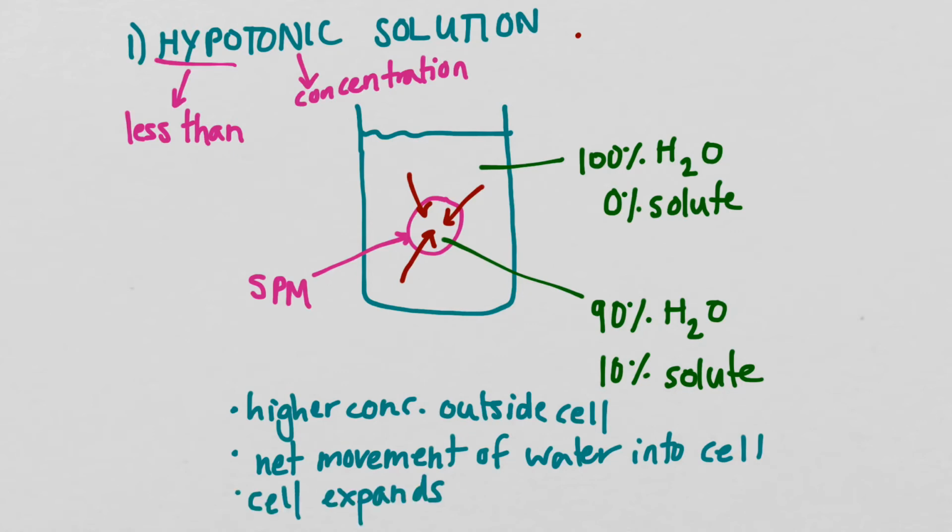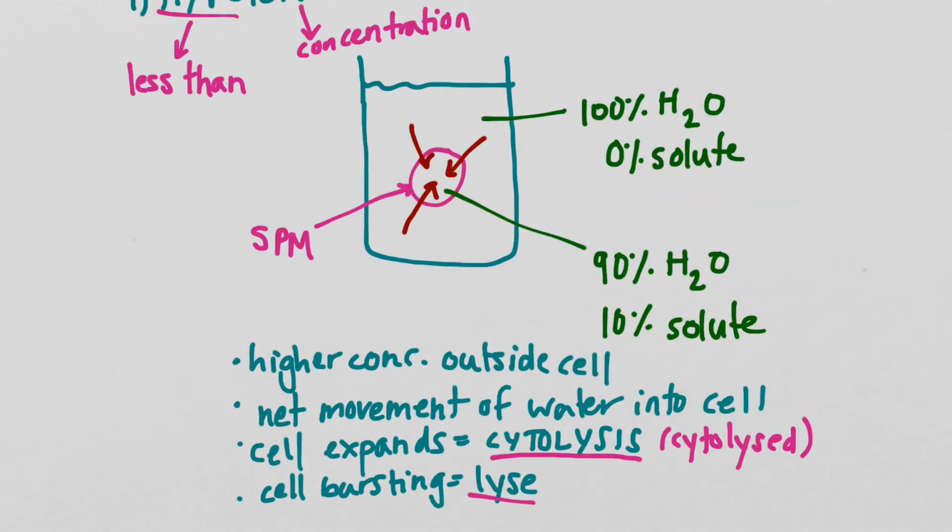When a cell gets bigger due to water flowing in through osmosis, we say that the cell is going through something called cytolysis. Or we say that the cell has cytolyzed. And just like a balloon, if we blow it up too much, it can burst. And when a cell actually bursts, we call that lysing. Or we say that a cell lyses, or it's undergoing lysing. And that happens when there's too much osmotic pressure, too much pressure inside of that cell.